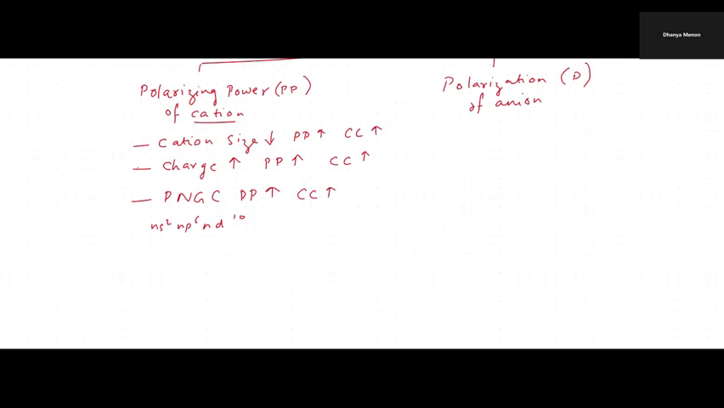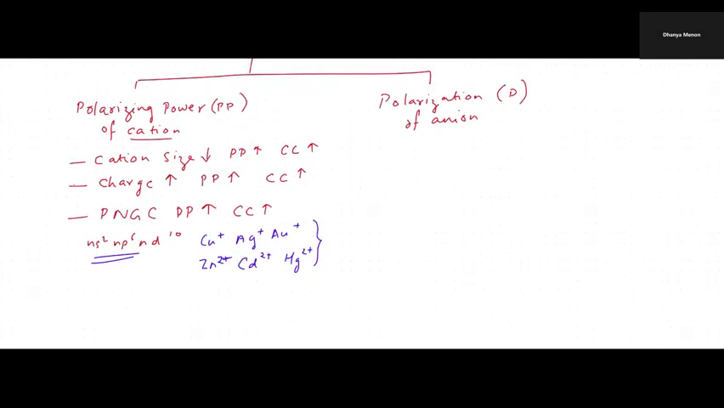And we discussed 6 cations that have pseudo noble gas configuration: copper ion, silver ion, gold ion. Then I have zinc ion, cadmium ion, and mercury ion. All of these cations have pseudo noble gas configuration. So for them, polarizing power is more and the covalent character increases. So this was for cation.